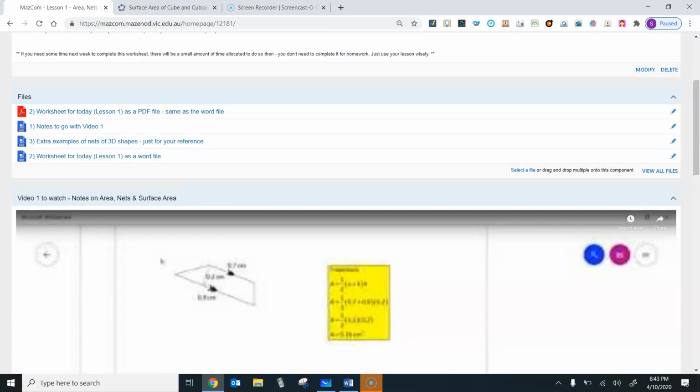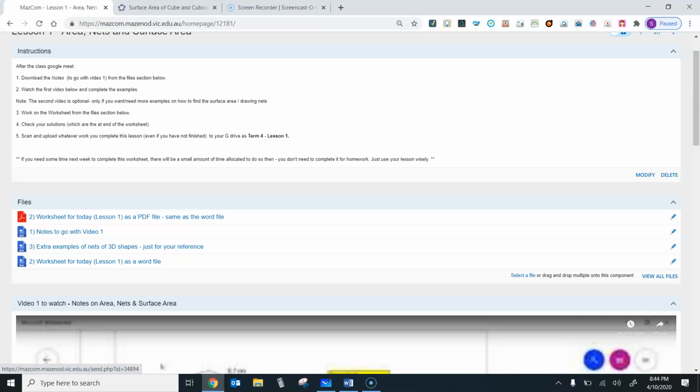Then what I'd ask you to do, for your teacher, is please make sure you have a go at the worksheet, which is here. This is the same worksheet as this PDF file here. So this Word file and this PDF file are exactly the same, it's just in case you can't read the Word file for whatever reason. Make sure you save your work in your D drive after you're done. Check your solutions, which are also at the end of the worksheet. And have a great lesson.